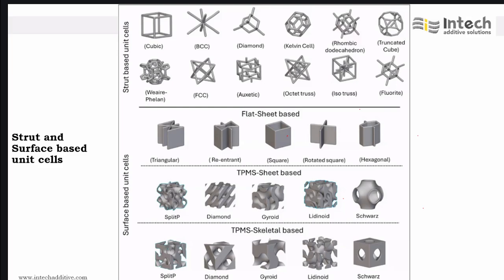Now, I am taking one more list. We have Kelvin cells, the rhombicuboctahedron, and then truncated octahedron. These are actually used for very complex structures, and also for better isotropy or high stiffness. So when we go for strut-based unit cells, we will be using them for structural applications where stiffness is very critical.